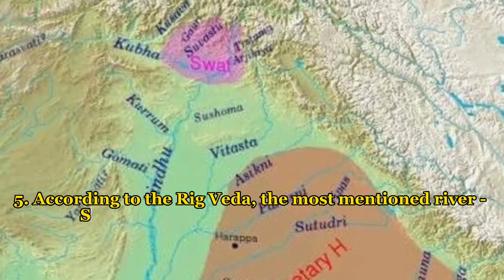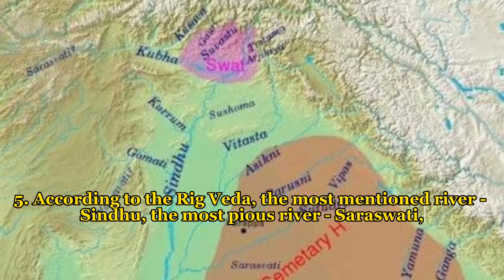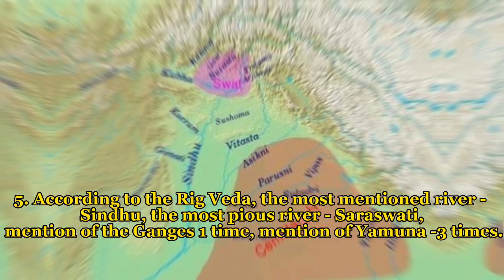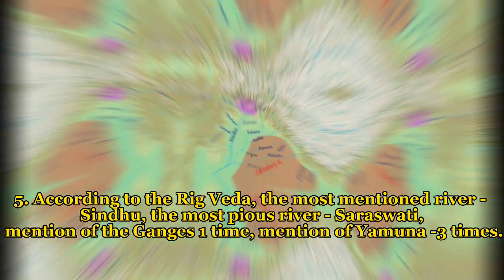5. According to the Rig Veda, the most mentioned river is Sindhu. The most pious river is Saraswati. Mention of the Ganges, 1 time; mention of Yamuna, 3 times.